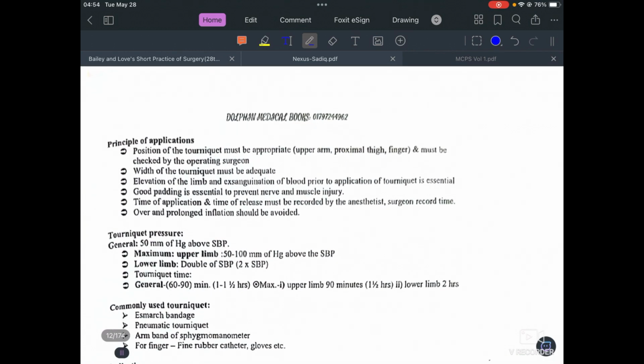Principle of application: the position of the tourniquet must be appropriate. It should be in the upper arm, proximal thigh, or finger, and must be checked by the operating surgeon. So it is the responsibility of the surgeon to check whether it is placed in the right place. The width of the tourniquet is very important and should be adequate. Elevation of the limb and exsanguination of the blood prior to application of the tourniquet is essential. Good padding is essential to prevent nerve and muscle injury.